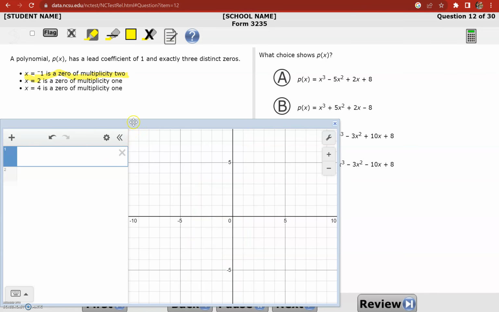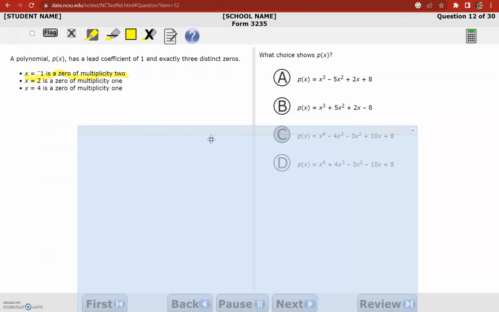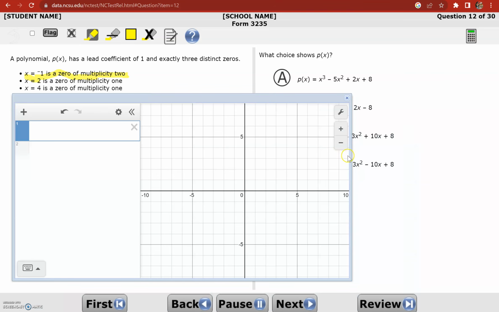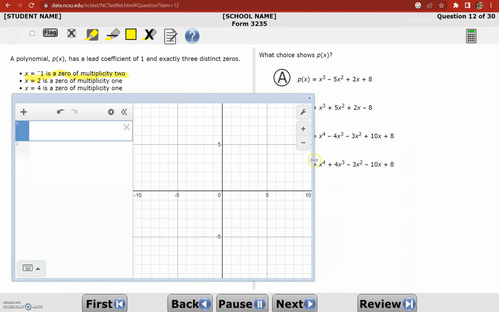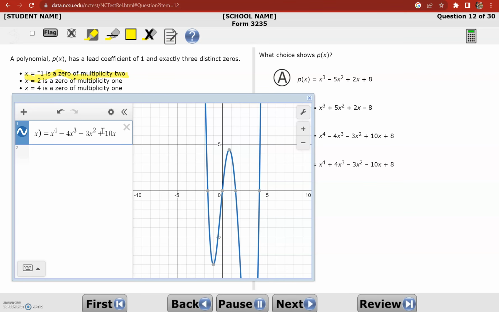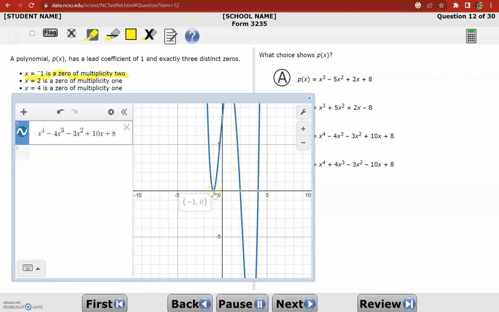So now I'm on to option C. So I need to make this a little bit smaller so I can see it. There we go. We have x to the 4th minus 4x cubed minus 3x squared plus 10x plus 8. Now that is a multiplicity of 2. That's the touch and turn that I was talking about. And those zeros are the correct zeros that were listed in the problem. So we know that this one is option C.